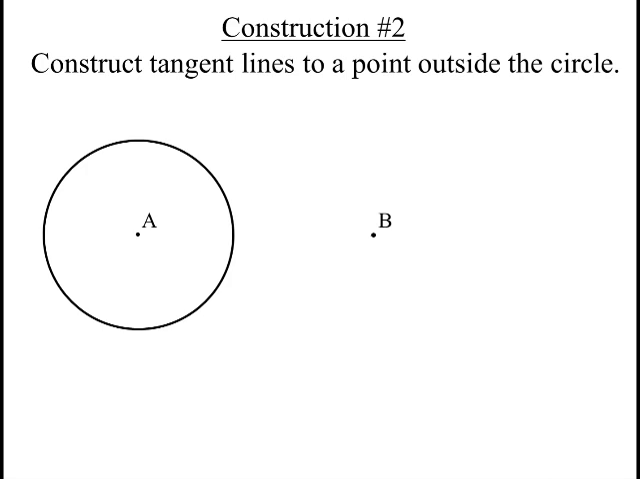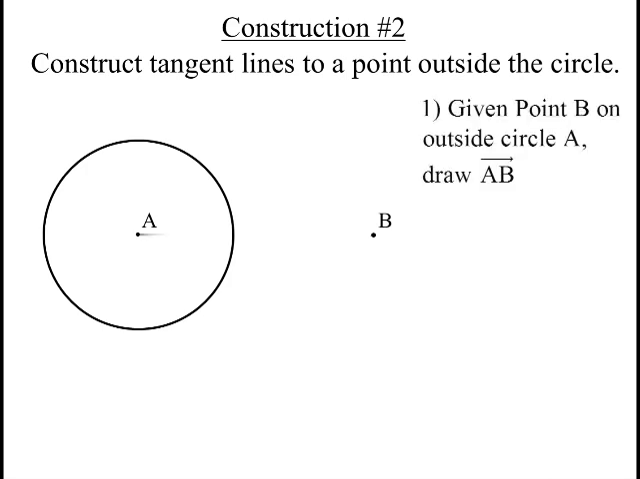The second construction is much more complicated, and it's really kind of difficult to understand how this works and why this works. But I'm going to show you the construction, and I want you to think about how this can happen. What makes this a true construction? So point B, you see, is not on the circle. It's off of the circle. And I want to construct 2 tangent lines to the circle from point B.